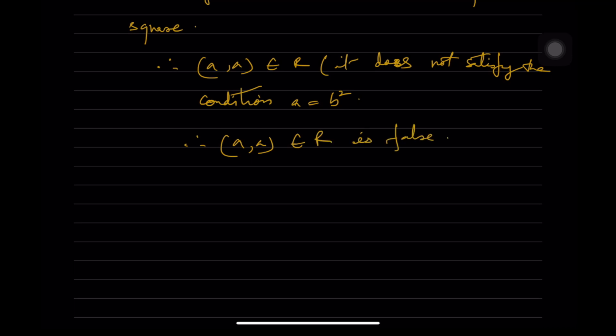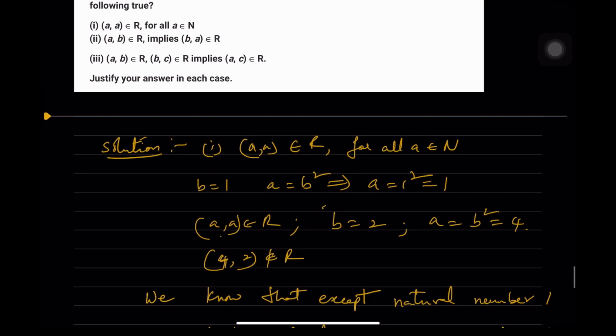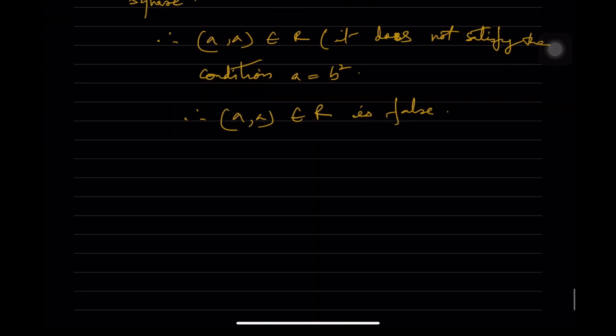So now what is the second one? We'll see. Second one we have (a, b) belongs to R implies that (b, a) belongs to R. That means the reverse part also should be belonging to R. So now from here we'll take an example and see very clearly. We can tell that it doesn't belong to R, because here if a is equal to b square, it does not imply that.